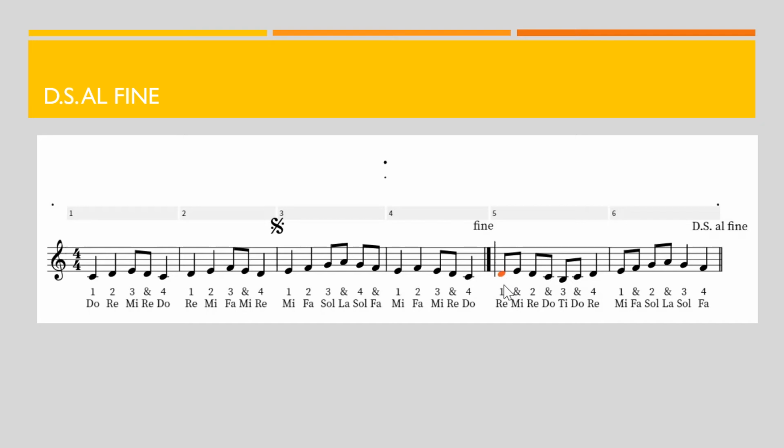which will sound like this. Re, Mi, Re, Do, Ti, Do, Re. And then the highest note we have is La. So the lowest note is Ti, and the highest note is La. So this example has an extended range. Let's try it. You'll hear 4 metronome clicks, and then we'll begin.